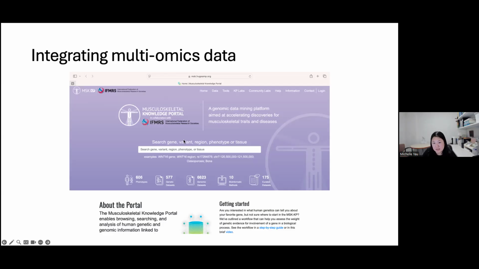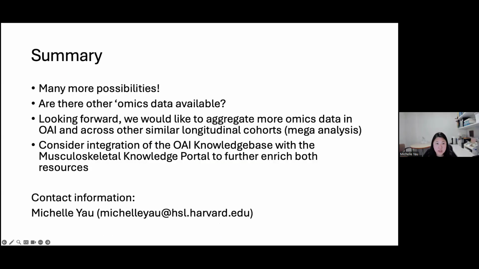This portal actually sits within an umbrella of a whole bunch of other portals. There's also a metabolomics portal. So there are ways to link what you're finding in OAI to what's happening across other systems and across other genetic functional data. And I think those are just a few of the ideas that come to mind in terms of using the OAI genetics data, but there are a number of other possibilities.